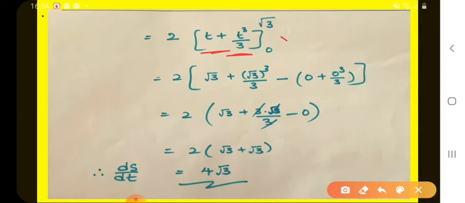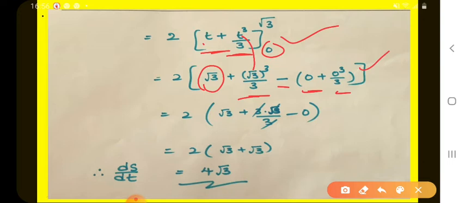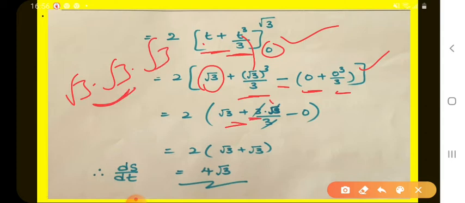t plus t cube by 3, limit values 0 to root 3. First I put root 3 in t place. So root 3 plus root 3 whole cube by 3, minus I put 0, which gives 0 plus 0 cube by 3. Root 3 whole cube means root 3 into root 3 into root 3. Root 3 into root 3 is 3, and then root 3, so I write 3 root 3 by 3 minus 0. 3 cancels. Root 3 plus root 3 means 2 root 3. 2 into 2 root 3 means 4 root 3. This is the length of the total loop. Okay.